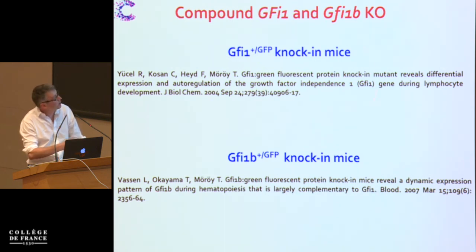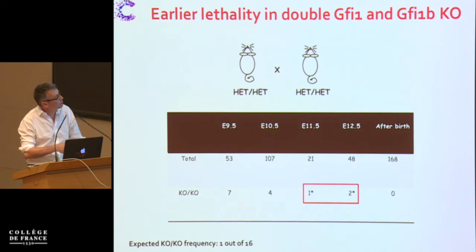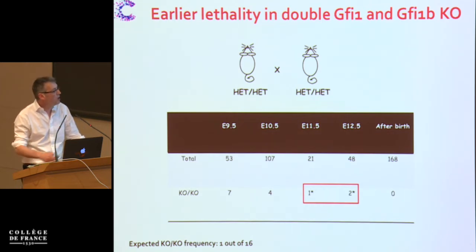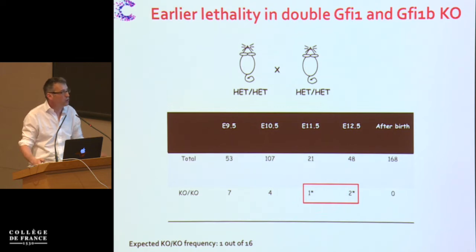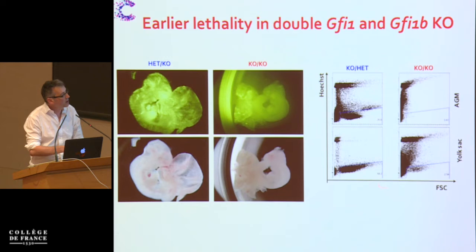And to test this, we got from Tariq Enver two knock-in mice in which he knocked GFP into the GFI1 or the GFI1b locus. And we can cross these mice to get double knockouts. When we do this, we expect 1 out of 16 of these embryos to be double knockout. So we get these embryos up to E11.5, E12.5. But when we look at these embryos, we can see that there are a lot of dead cells. So it seems we recapitulate more or less what's happening in RUNX1 minus.